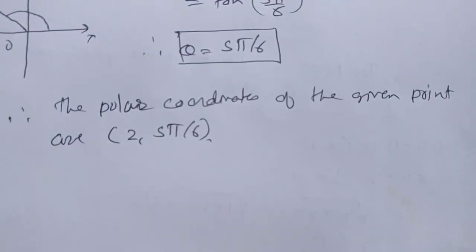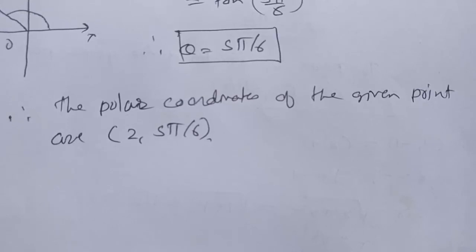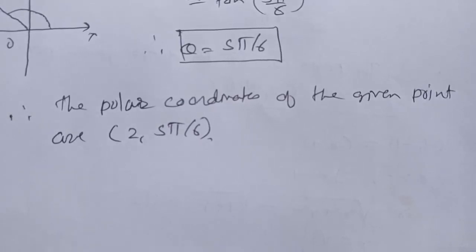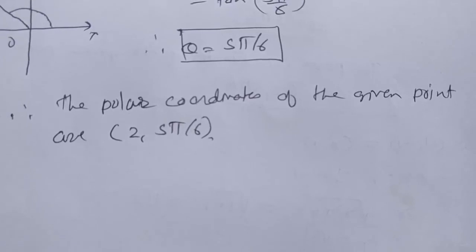In this way, we find the polar coordinate of a point whose Cartesian coordinates are given.